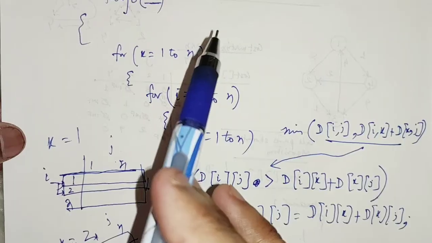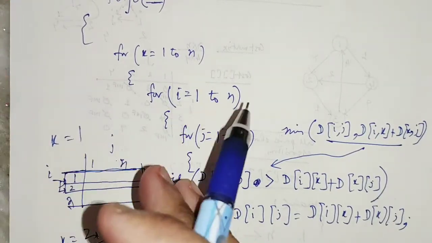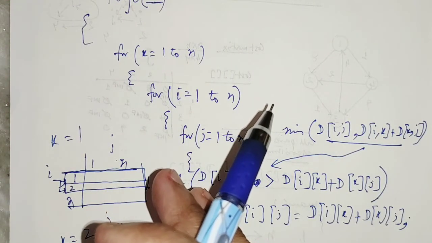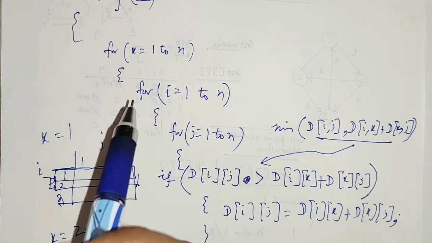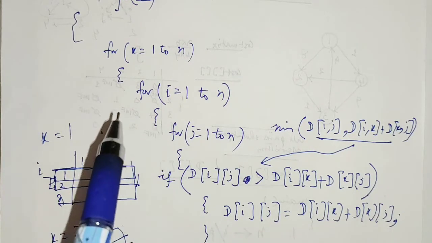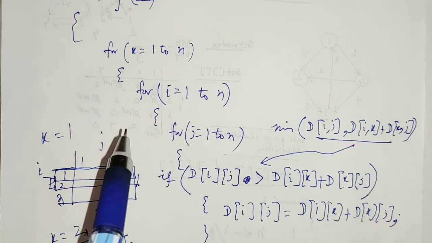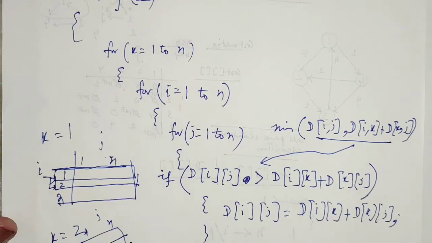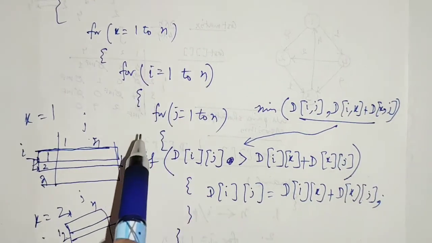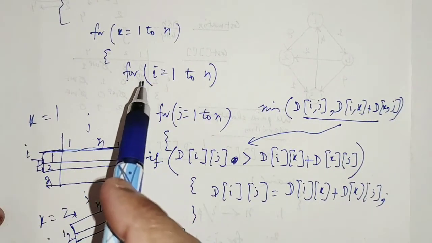K is the outermost loop indicating the vertex which will play the role of the intermediate vertex in between I to J. I is the source, J is the target. 1 may be the source, 2 may be the target, 1 may be the source, 4 may be the target. So any one of the vertices can play the role of source. So that's why for each K value you have to check for I equals 1 to n.